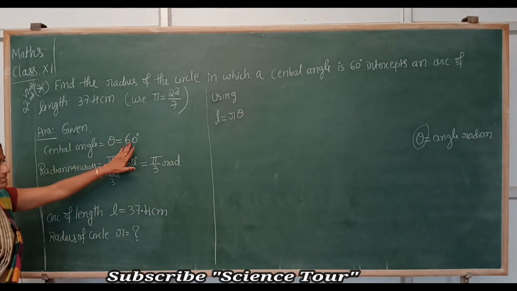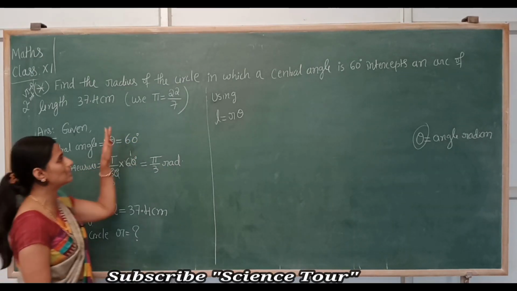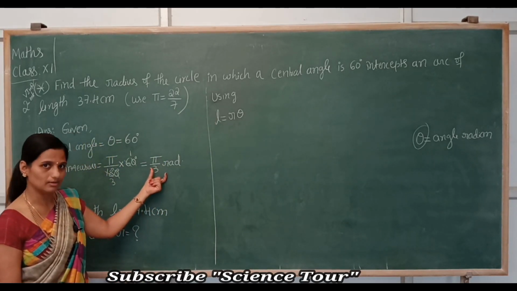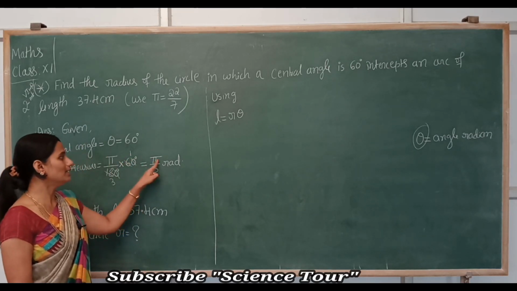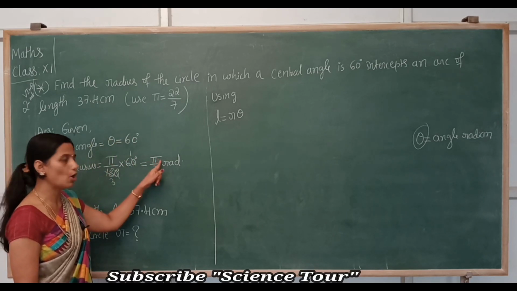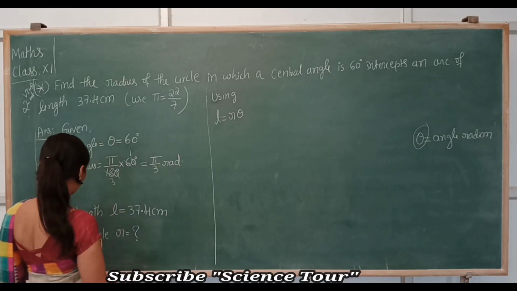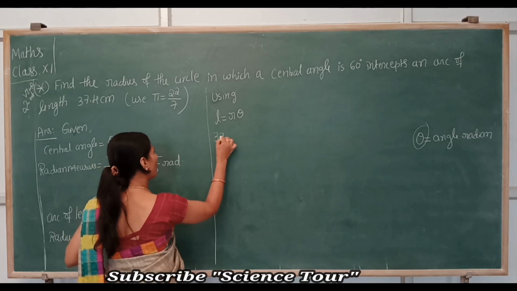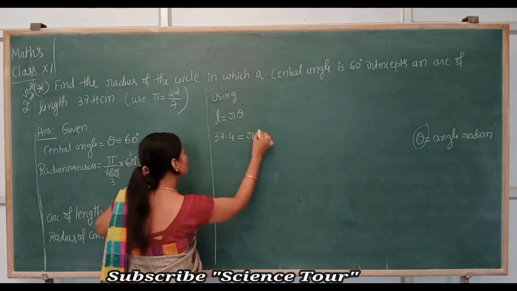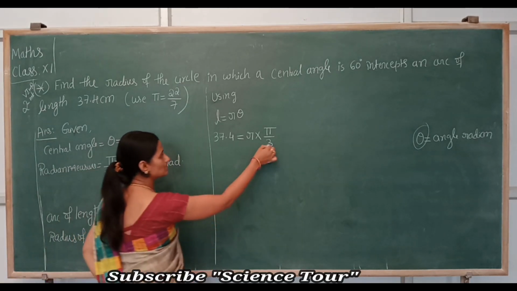So concentrate on this, important. Many students do the mistake by substituting theta as 60 degree directly without converting to radian. And already I told, in radian keep pi as it is, okay? Keep pi as it is. So 60 degrees equal to how many radians? Pi divided by 3 radian. Now substitute. So what is L? L is 37.4 is equal to R is question mark. Theta is pi divided by 3. So now this is simplification.